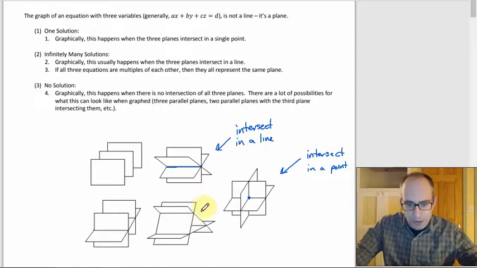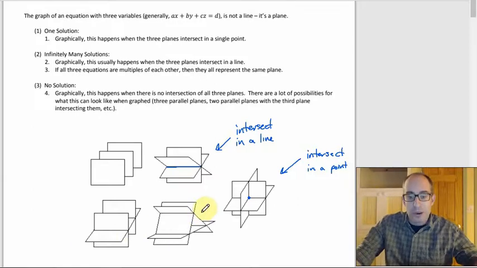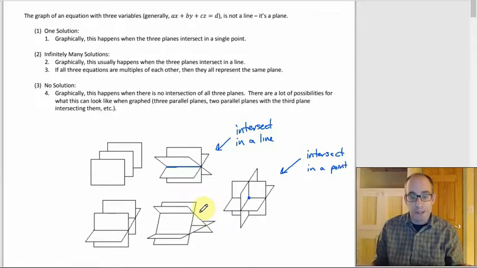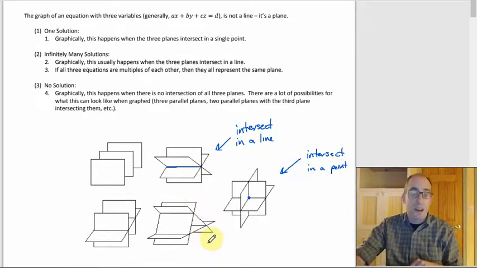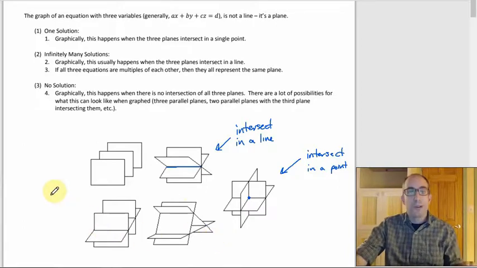Then this thing over here is just another weird one that would give you no solution, because there's never going to be a place where all three planes intersect. Sure, every plane intersects every other plane, but it never happens at the same time. You never get all three together. So there are a lot of ways that you can have no solution. I guess that part's kind of new.